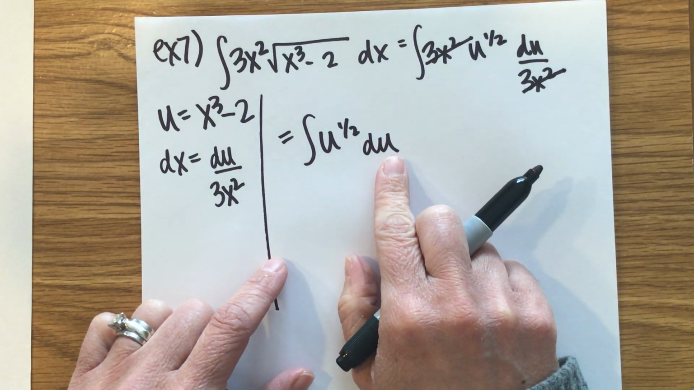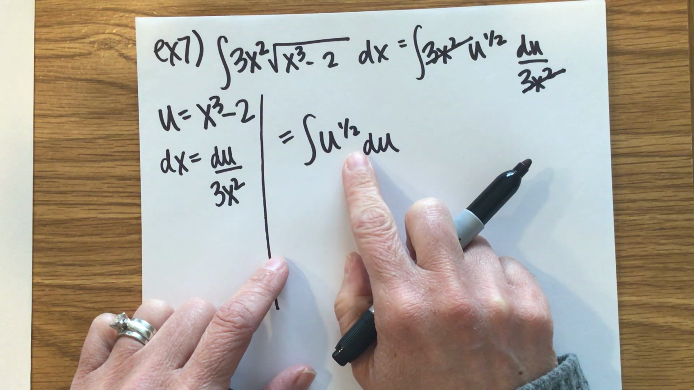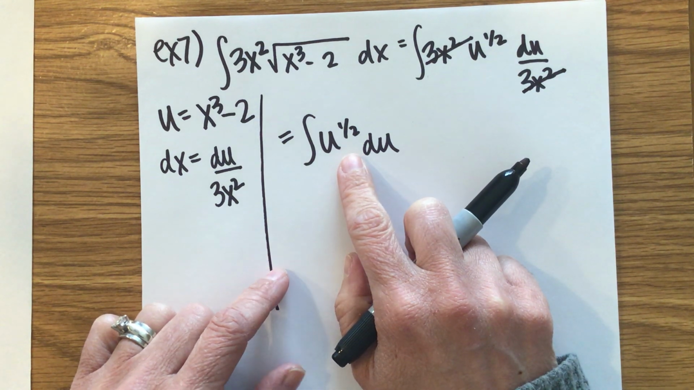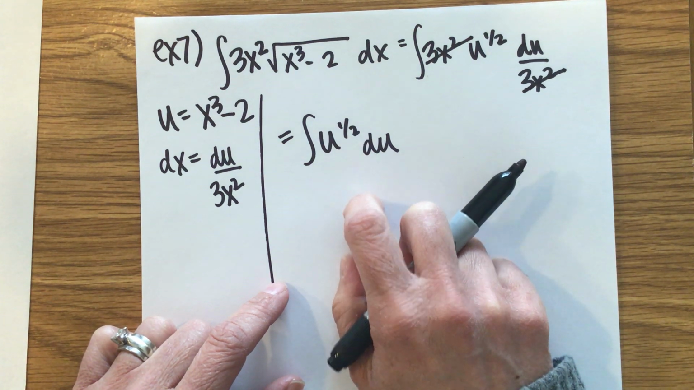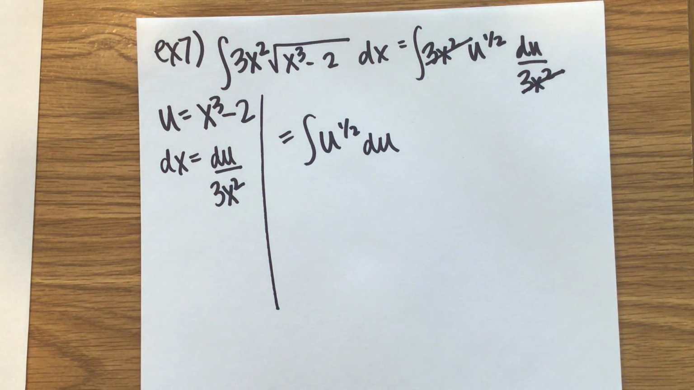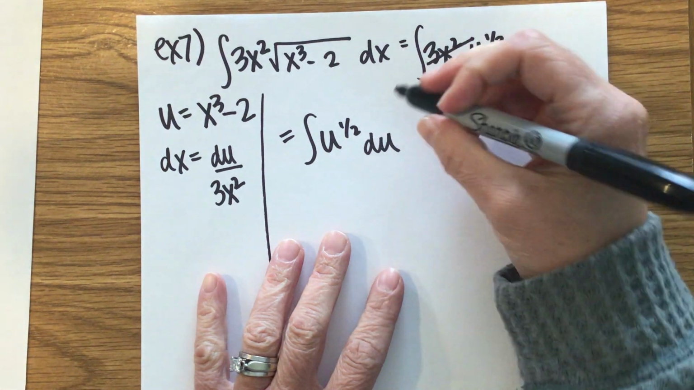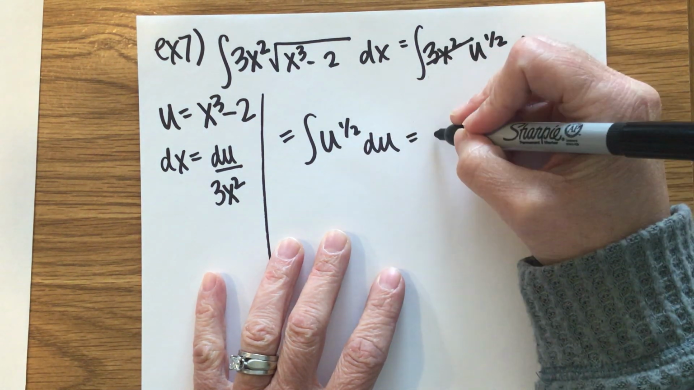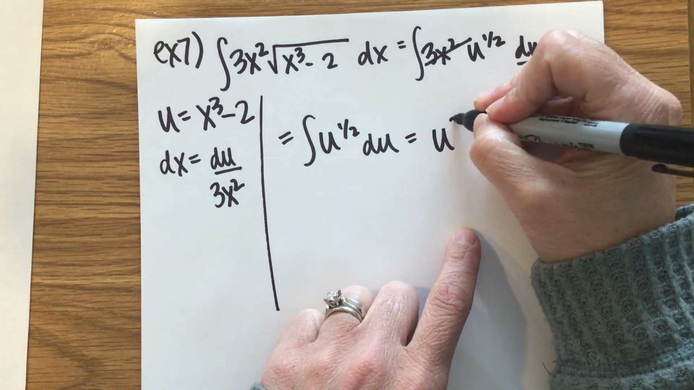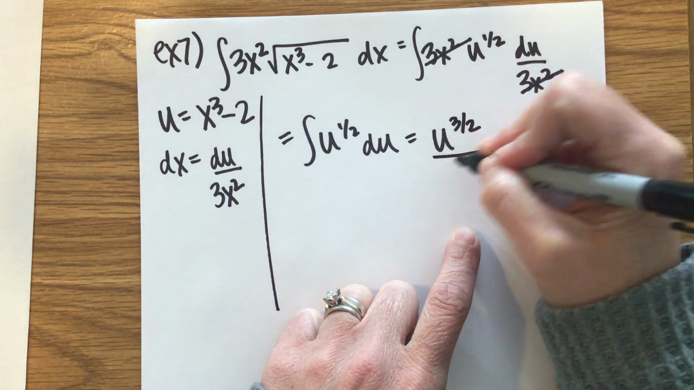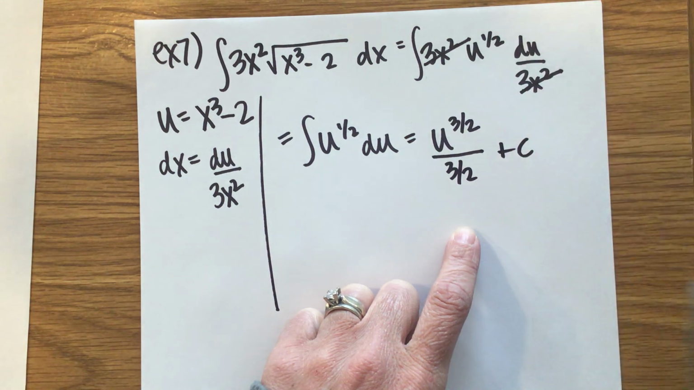These letters match, and there is no product, there's no composite, there's no quotient. It's just a plain variable with an exponent, and I can very easily apply the antiderivative rule to this. So u to the half, I will apply my antiderivative rule, which means add 1, so it'd be 3 halves, divide by 3 halves, plus c.